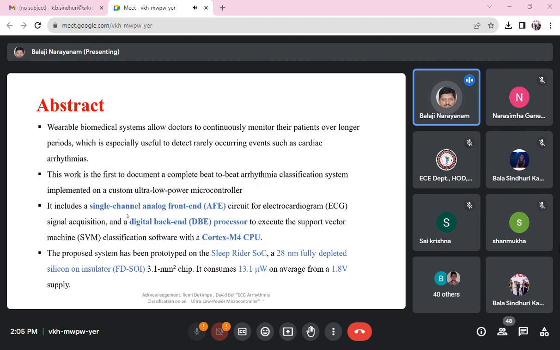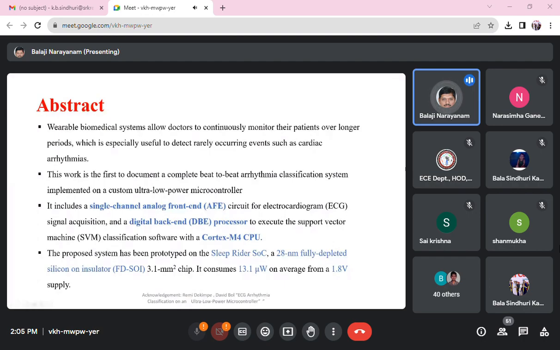While taking the ECG of a person, generally we will use electrodes. So that causes a lot of noise addition to the original ECG signal. So pre-processing of these signals is to be done, and then these need to be implemented on a real-time platform. The wearable biomedical systems allow doctors to continuously monitor the patients over longer periods, which is especially useful to detect rarely occurring events such as cardiac arrhythmias.